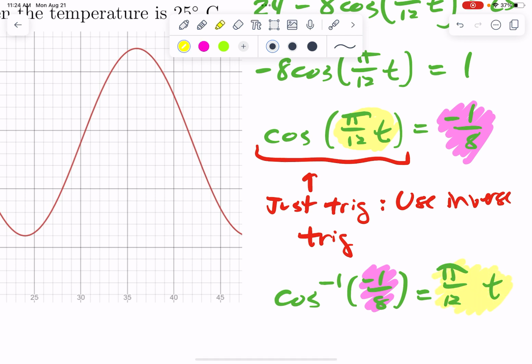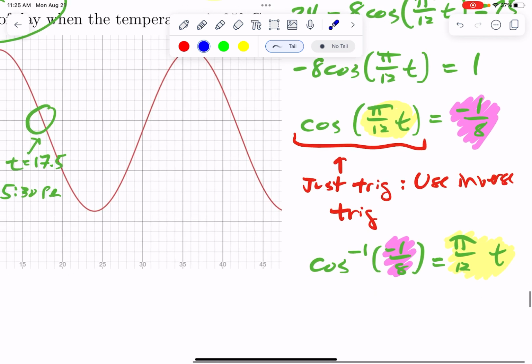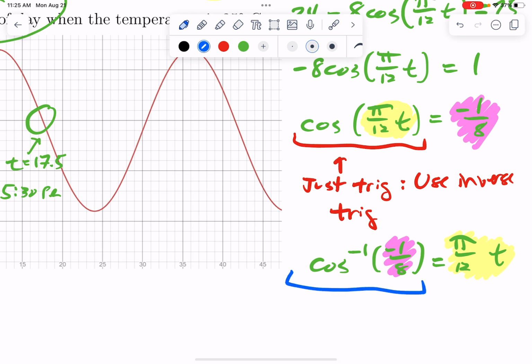Even if you're having trouble thinking of this in terms of angles, because this isn't really about angles anymore, it's about temperature, we know that inverse cosine simply reverses the relationship of cosine. So over here we have cosine of the yellow thing gives me the pink thing. If I reverse that, it means inverse cosine of the pink thing gives me the yellow thing. Cosine starts with yellow and gives me pink. Inverse cosine starts with pink and gives me yellow. It's the same relationship but backwards. And what's great is now I can just put this in my calculator.